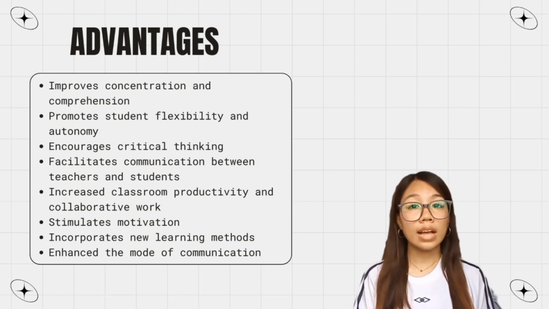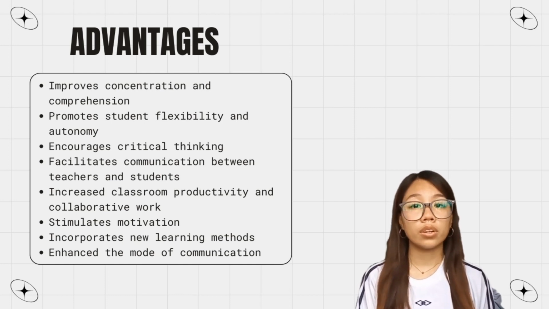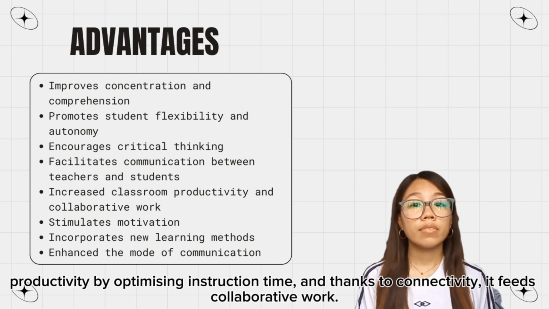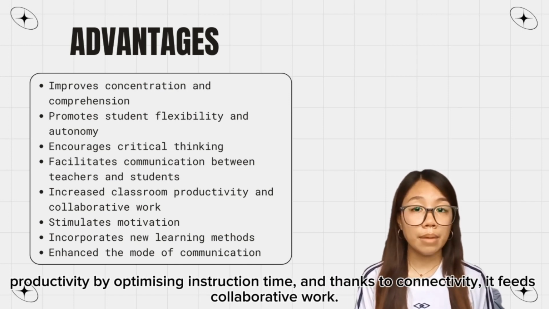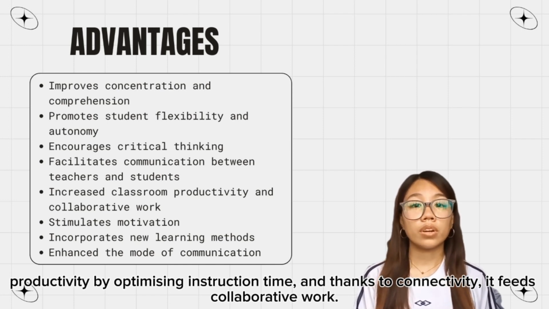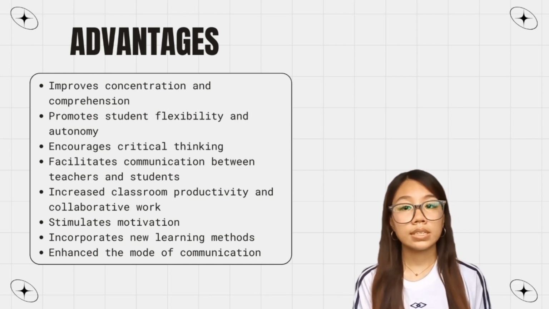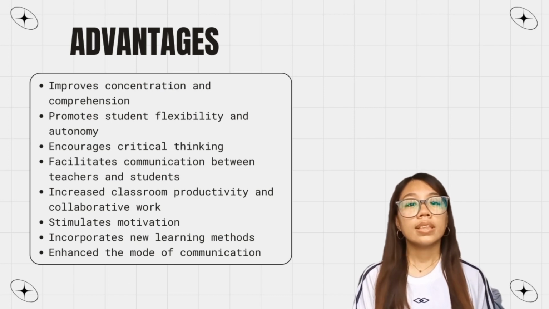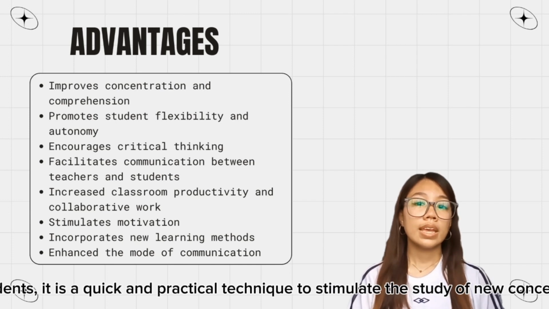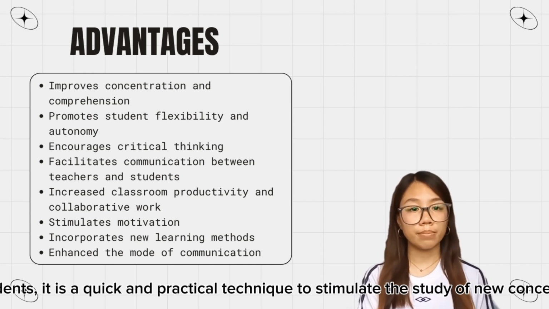Next is increased classroom productivity and collaborative work. New technologies in the classroom, specifically those that allow access to online content, improve learning productivity by optimizing instructions and time, and thanks to connectivity, it feeds collaborative work. So next, stimulates motivation. The incorporation of technologies in the classroom improves the motivation of students. It is a quick and practical technique to stimulate the study of new concepts.